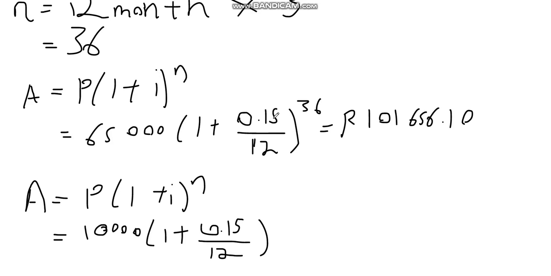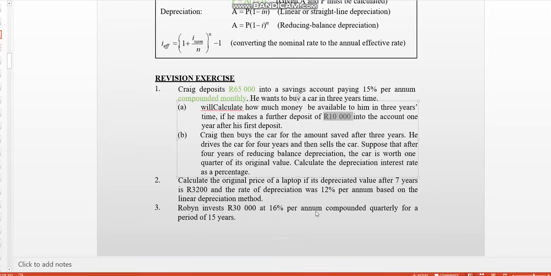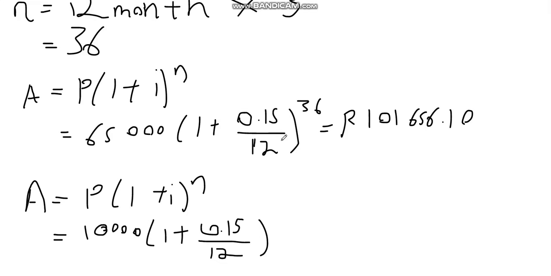0.15 is our interest rate. Since they said it's compounded monthly, it's 12% per annum compounded monthly. It means that the interest rate is supposed to be divided by 12, guys. Okay, it's divided by 12. Let's continue here.